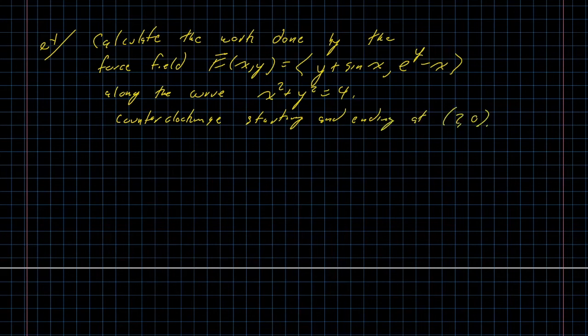All right. Calculate the work done by the force field F(x, y) = ⟨y + sin(x), e^y − x⟩ along the curve x² + y² = 4, counterclockwise, starting and ending at (2, 0).